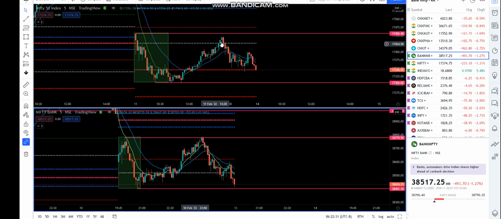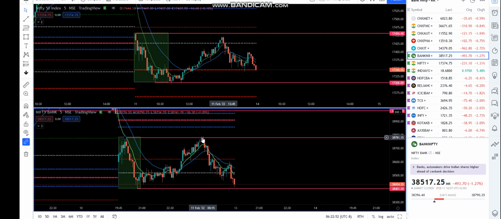At the same time, the Nifty and Bank Nifty went in the same direction, but once the Bank Nifty touched this area, Nifty also got reversed. It didn't get the time to touch the day's high. Due to the shorting in Bank Nifty, the Nifty also came down.